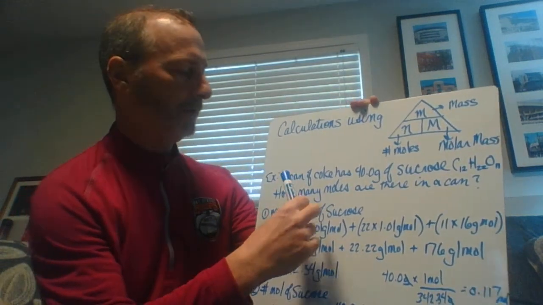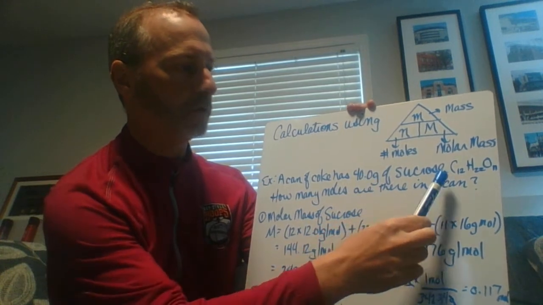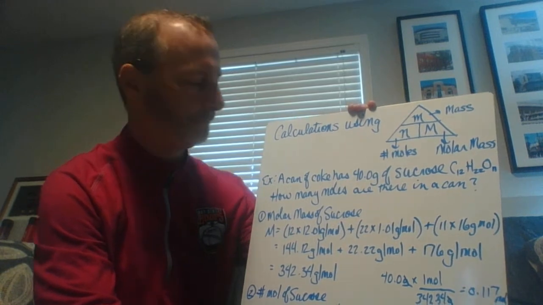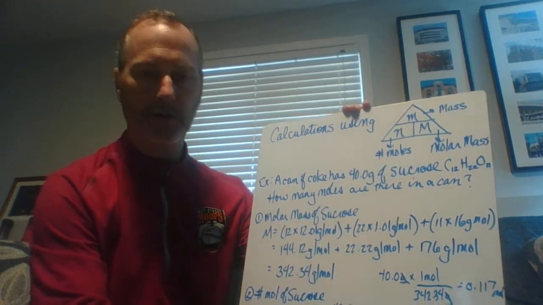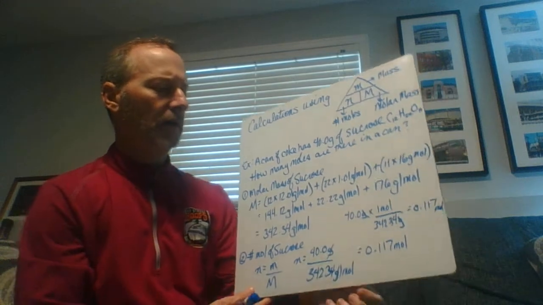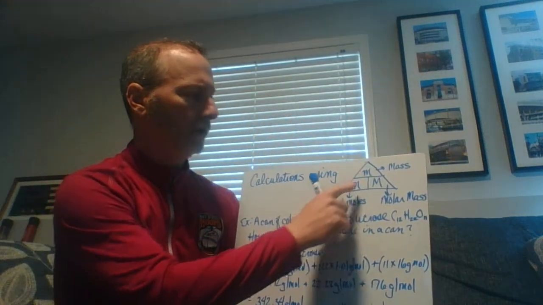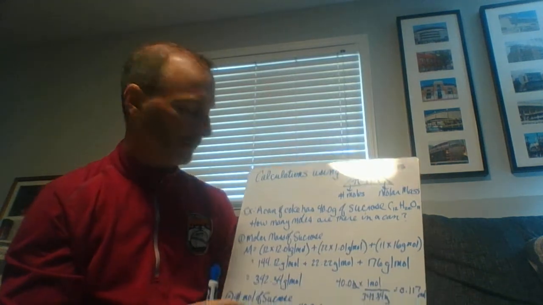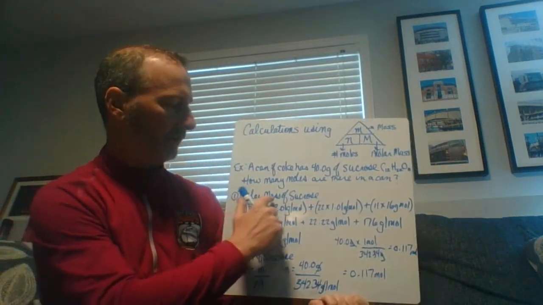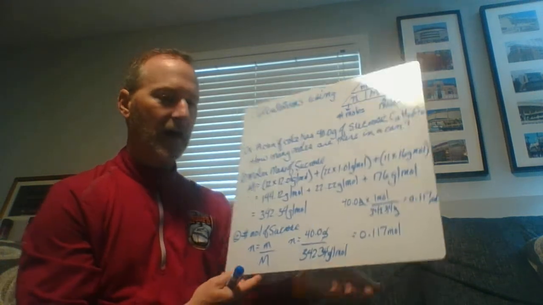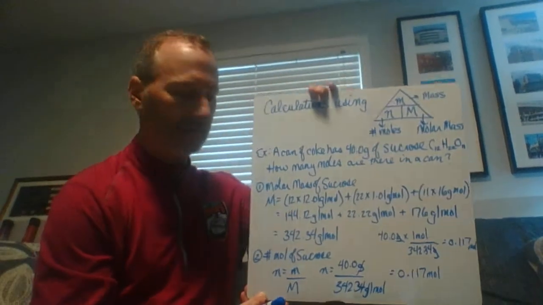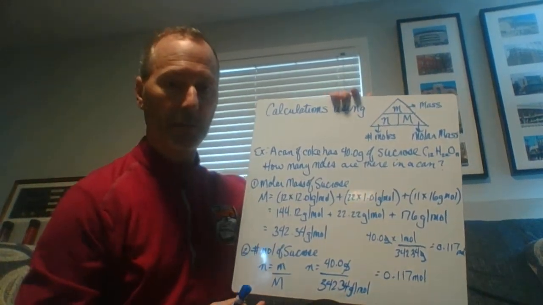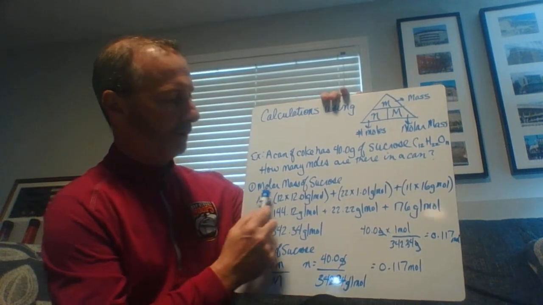Our example here is a can of Coke has 40 grams of sucrose, and the chemical formula of sucrose is C12H22O11. The question is, how many moles are there in a can? Well, to find the number of moles, we need the mass, which we have, and the molar mass, which we don't have. So the first step is to calculate the molar mass of sucrose. I personally like to lay out my questions like this. It's easy for me to mark number one, and it's easier for you to get partial marks as you go along. So step one, molar mass of sucrose.